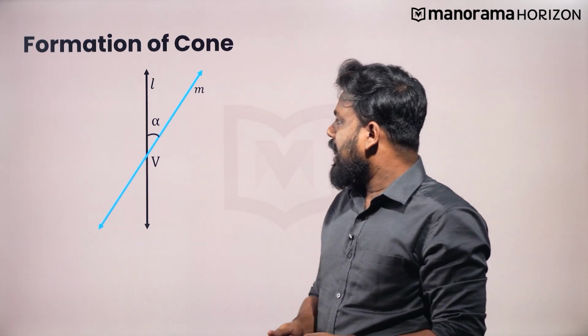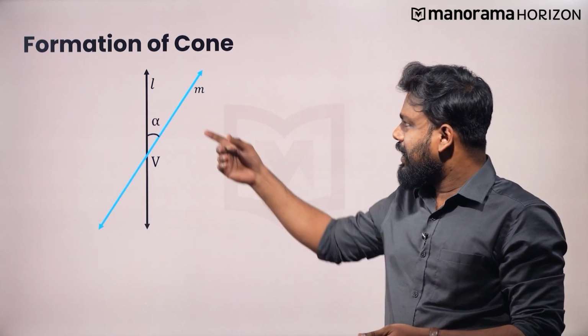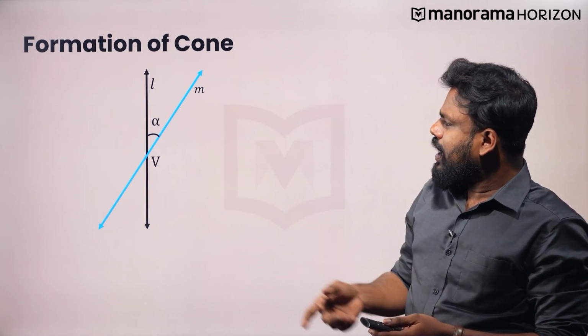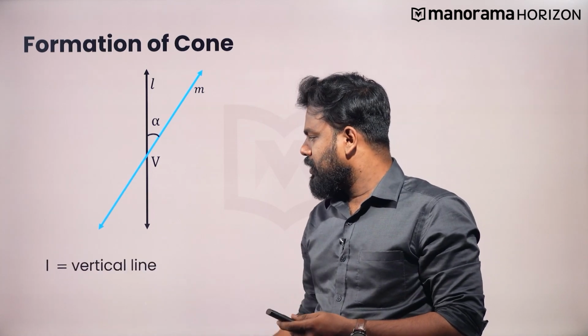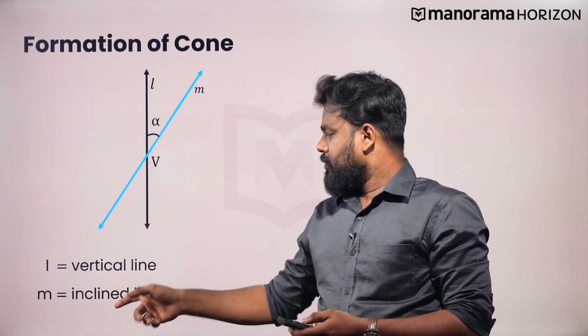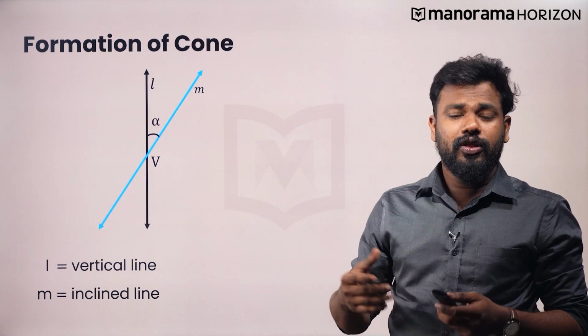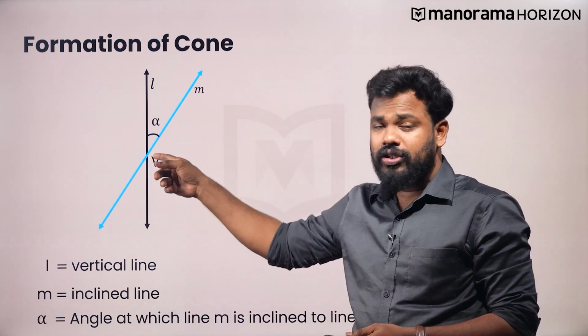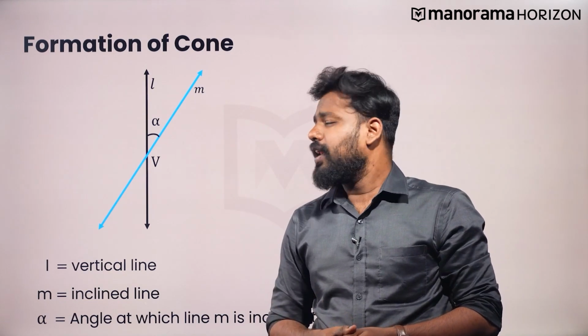So you can see that I have two lines over here, one black line named L, another one M, and another one alpha. So I have two lines and one angle alpha over here. Now what are all these? L, which is a vertical line, and M is the inclined line or the blue line, and the angle alpha is the angle which the line M makes with the line L.